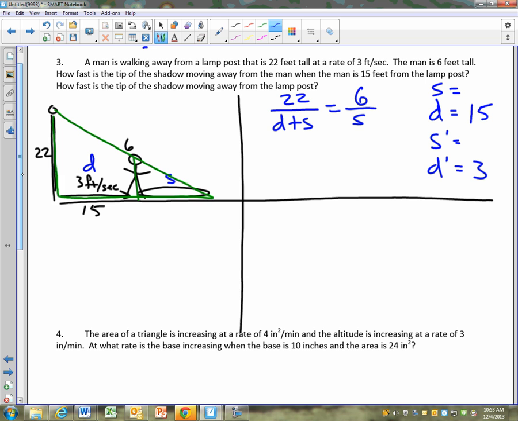Right now, what rule would you need to use? The quotient. Does that make you angry inside? I agree. Me too. So what should we do? Cross multiply. So I get 6D plus 6S is equal to 22S.